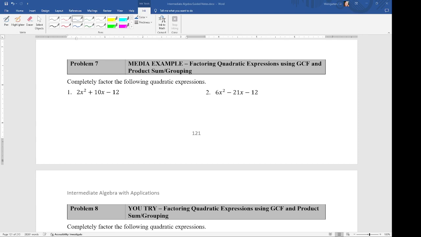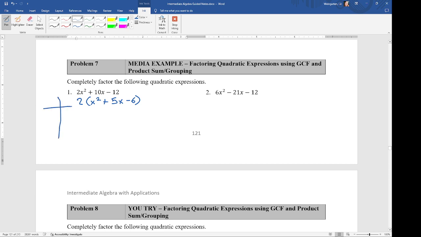In problem 7, we see that we actually have a common factor with each of these terms in this trinomial. Whenever you see that, that's the first thing you want to do, is factor out that common factor. So I'm going to factor a 2 from everything. Now I just need to factor this simpler trinomial.